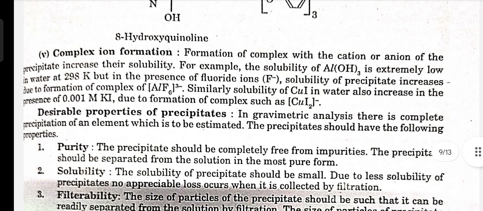Number 5, complex ion formation. Formation of a complex with the cation or anion of the precipitate increases their solubility. For example, the solubility of Al(OH)3 is extremely low in water at 298 Kelvin, but in the presence of fluoride ion, the solubility of the precipitate increases due to formation of the complex AlF6 3-. Similarly, the solubility of CuI in water also increases in the presence of 0.001 molar KI due to formation of a complex such as CuI2-.